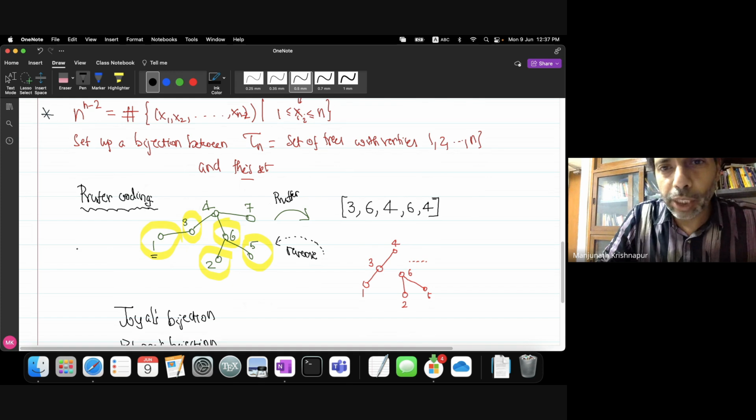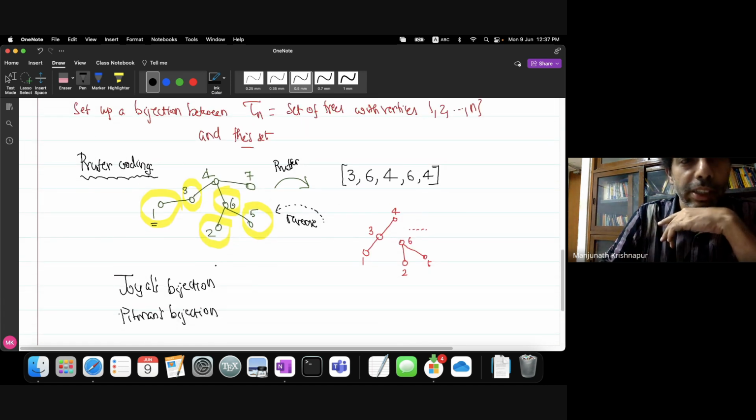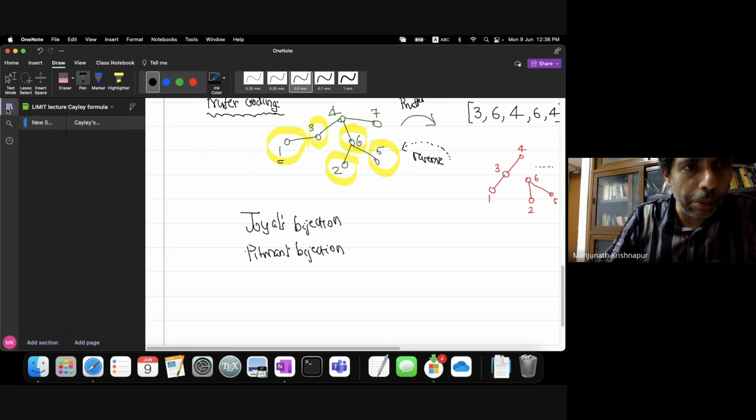However, if I ask you what is the distance between 1 and 2 in the original tree, distance meaning from 1 to 2, how many steps do I have to take? 1, 2, 3, and 4. 4 steps. That is not actually visible from this coding. So that's why different proofs are useful for different purposes.